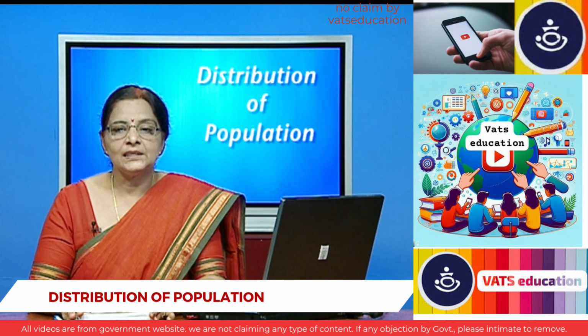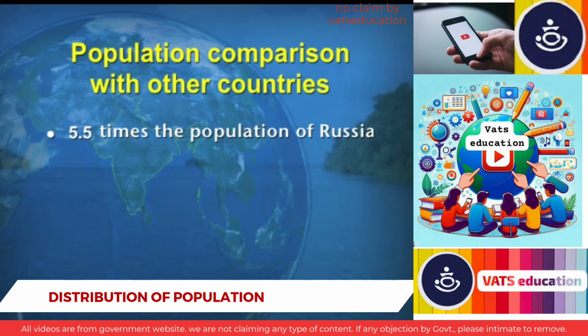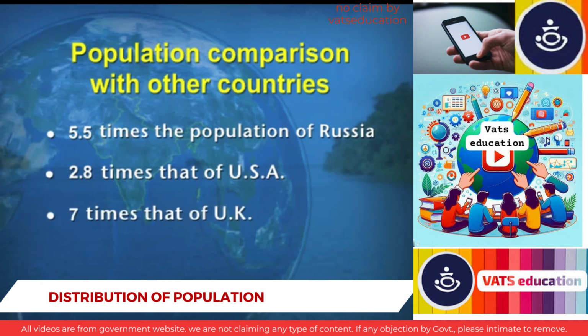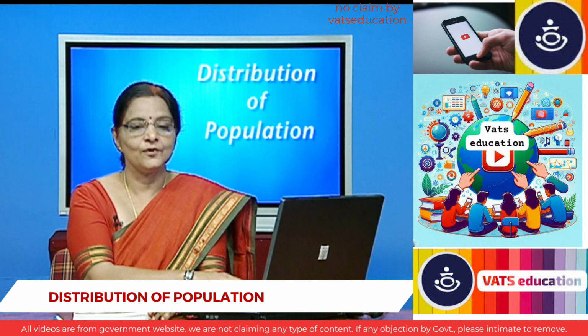Now, here is a comparison of India's population with other countries. Look at the screens, children, and you'll find the numbers. India's population is 5.5 times more than that of Russia. And if we compare with the USA, it is 2.8 times more than that. It is 7 times more than the population of the UK. And the most interesting fact is, its population size is 44 times more than that of Australia. I repeat it, children, this is 44 times more than the size of Australia.